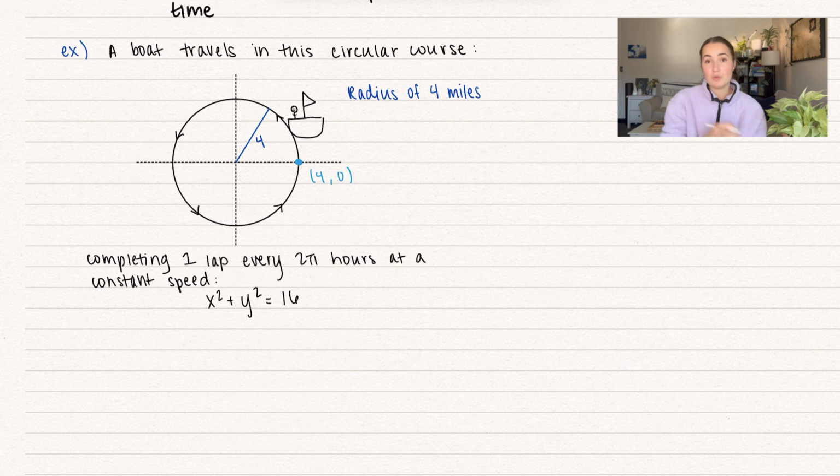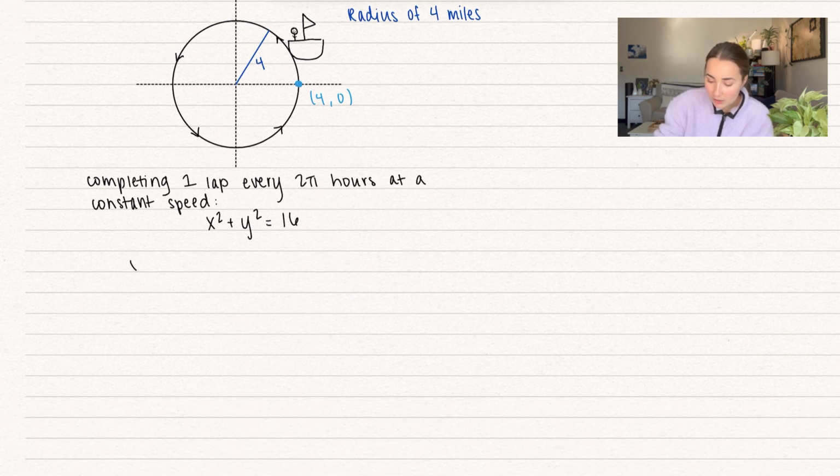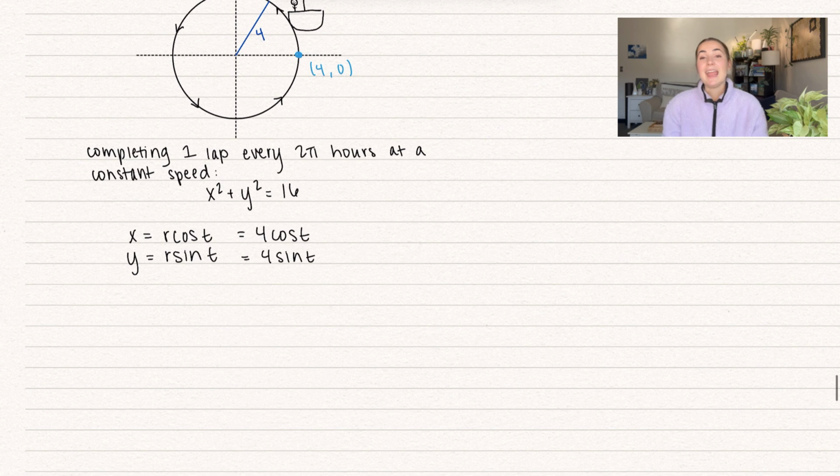So let's go ahead and rewrite our equations in terms of time. When we're working with circular functions, we have that x is equal to r cosine theta, and y is equal to r sine of theta. And remember, theta represents the angle. But remember, we want to work with time. So our angle is going to be represented by time. So we have x is equal to r cosine of t, and y is equal to r sine of t. So now we can plug in the radius, and now we can describe the position in terms of time.